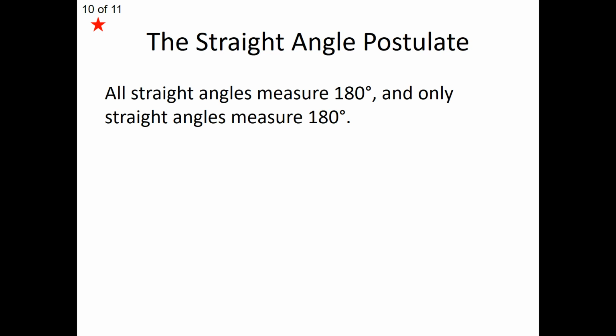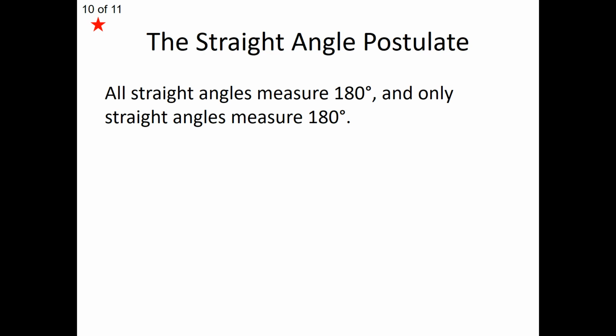But the straight angle postulate works backward as well. It has a converse, and we'll talk about converses in the next chapter. It means that only straight angles measure 180 degrees. So if I were then to hand you an angle that measures 180 degrees, you can point at it and call it a straight angle.